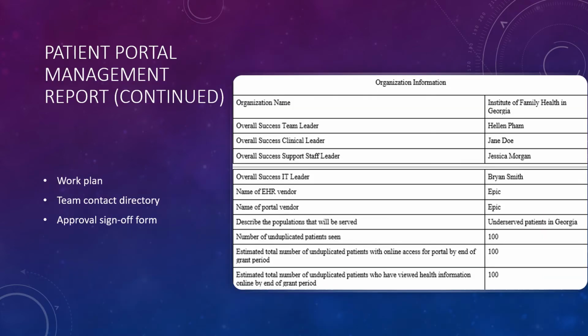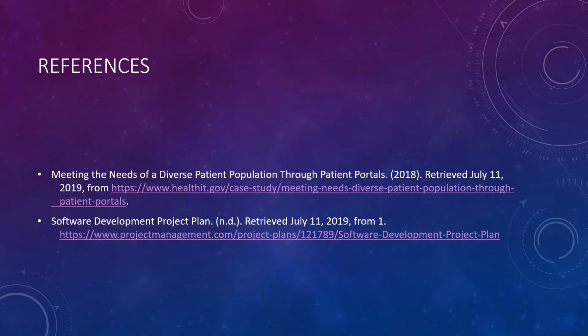To conclude the management report, it includes a work plan, which is seen on the right with the organizational information, and then a team contact directory with contact information from the project team member for any individuals who need to contact them, and an approval sign-off sheet that shows that the project team has concluded the project. And then here are my references.